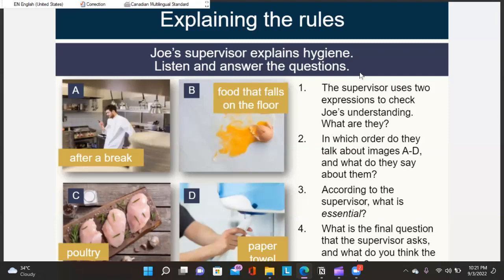Then number 2, we got, in which order do they talk about images A to D? And what do they say about them? So for this one, they first talk about D, which is the paper towel and the cleaning for the hand and all of that. And then A, after a break. And then C, which is the poultry, which is the chicken. And then at the end, he asked him, what you would do if something falls on the floor? Okay, food or a utensil falls on the floor.